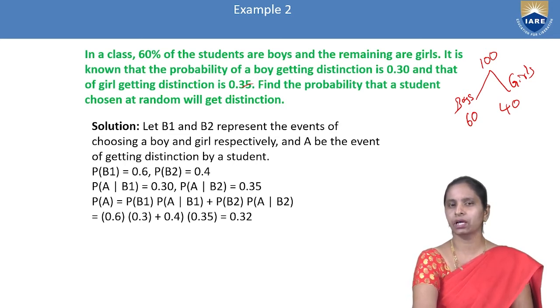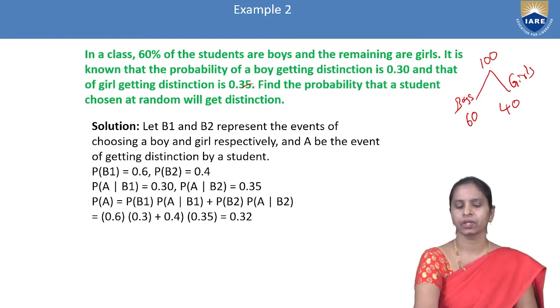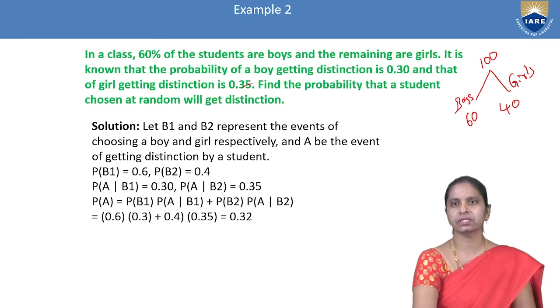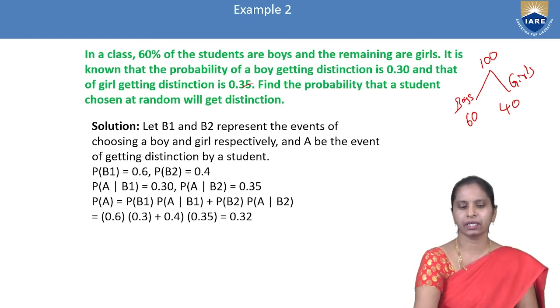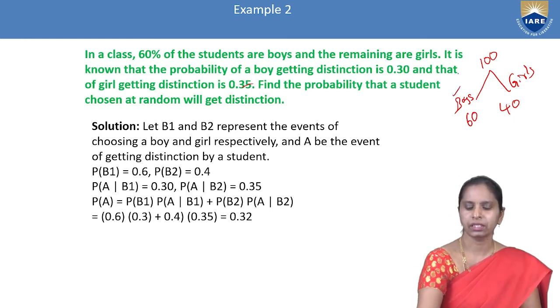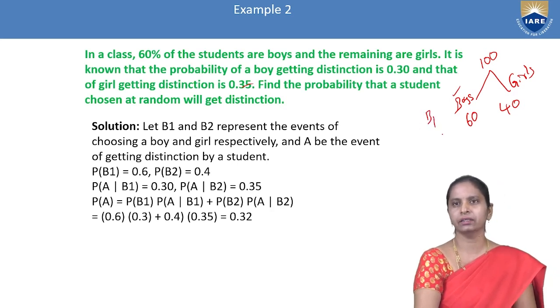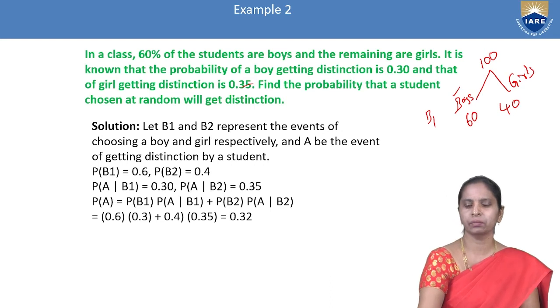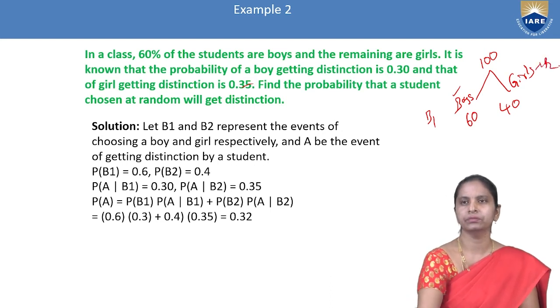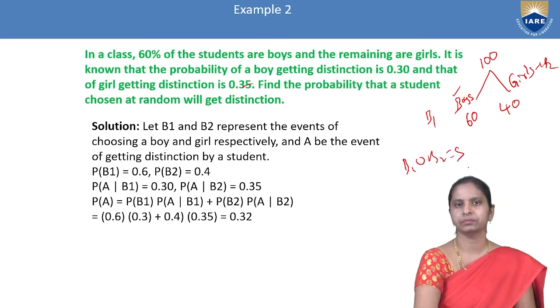It means the event is unknown. How to use the total probability theorem? In order to calculate the probability of this event, I have to use the total probability theorem. Now, let us define the events. What is event B1? Selecting a boy. And selecting a girl student is event B2. Then, what is B1 union B2? It equals the sample space.